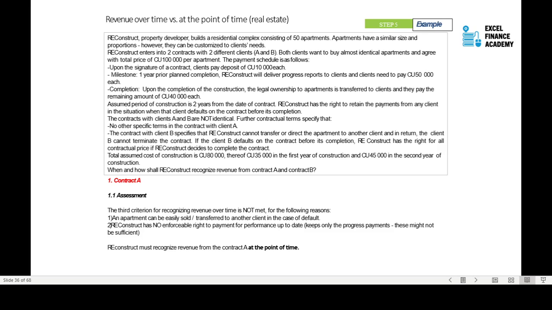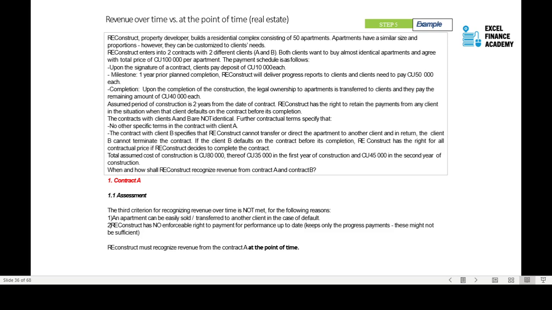The other conditions are the same, except that with contract B, the supplier B, the contract specifies that the construction company cannot transfer this apartment to any other person, and they already have an enforceable right to the payment. It means if client B defaults, they would be able to get all the contract price by law, and they would be able to complete the contract, and the customer has to take the delivery. So that is the additional terms with the contract.